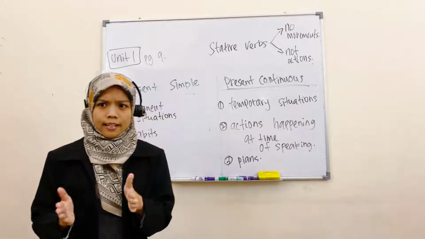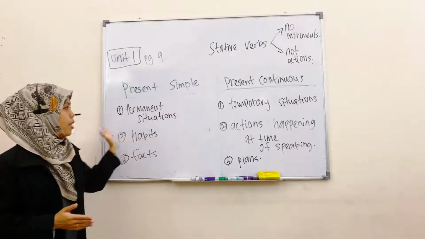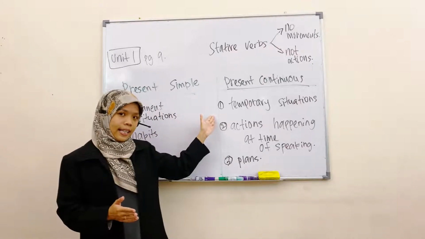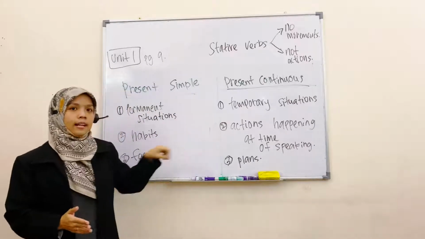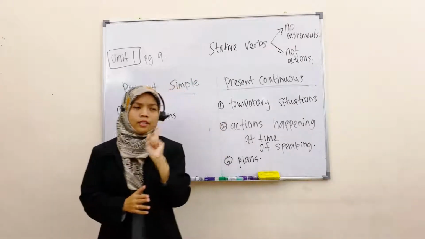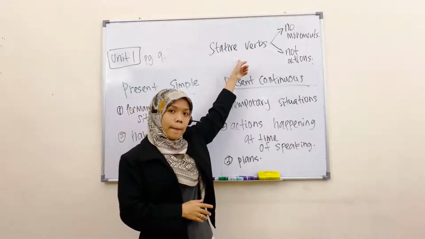So far, do you understand? We just look at 1, 2, 3, to differentiate between present simple and present continuous. Okay? That's all for this one. Let's move to the stative verbs. Is it the first time you hear about stative verbs?